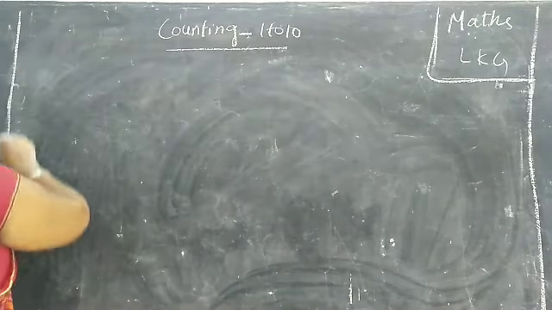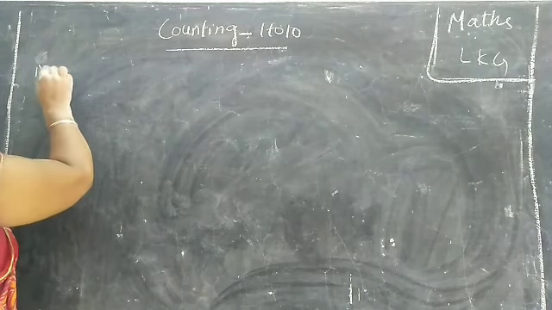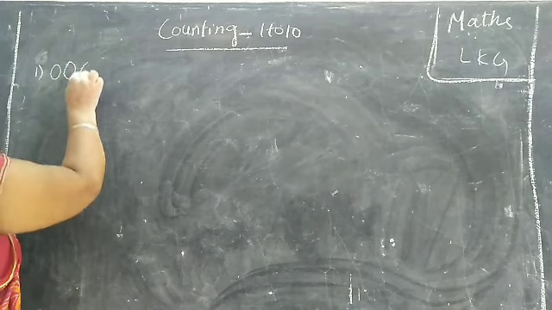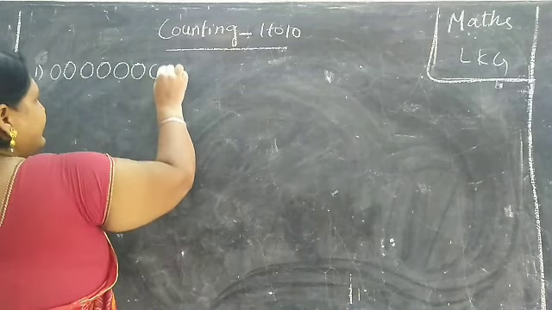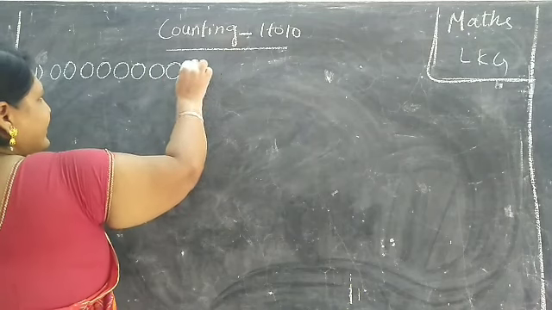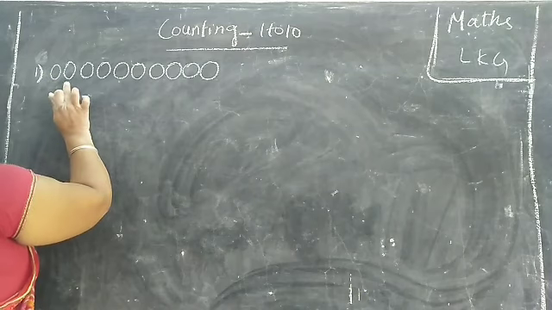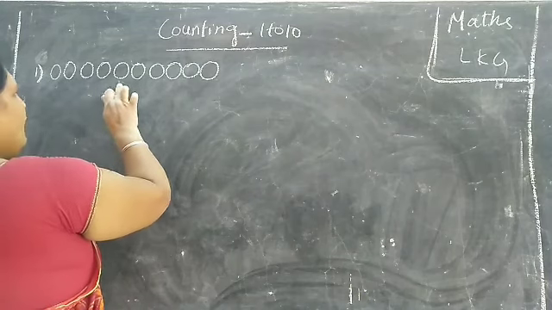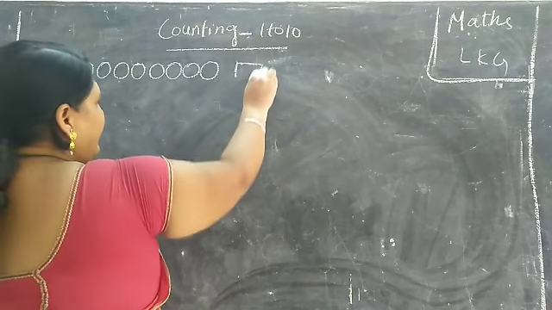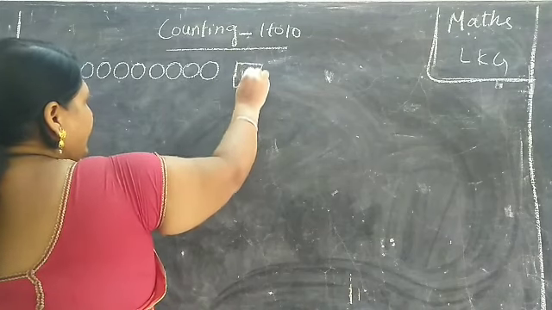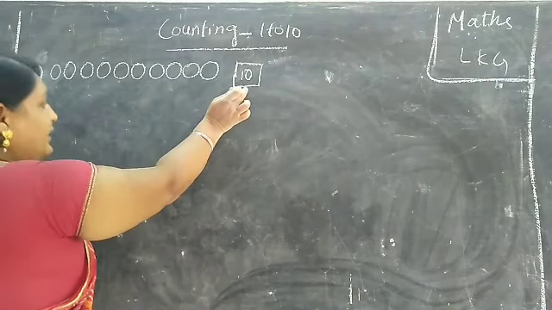So first, children, 1, 2, 3, 4, 5, 6, 7, 8, 9, 10. So count these balls, children, 1, 2, 3, 4, 5, 6, 7, 8, 9, 10. So here we'll write 10. So counting 1 to 10, 10 balls. So here we'll write 10.